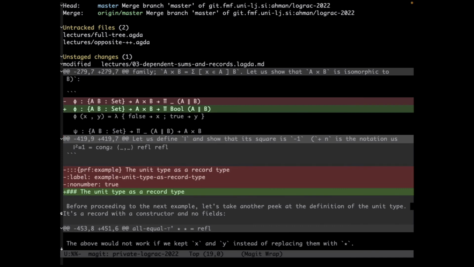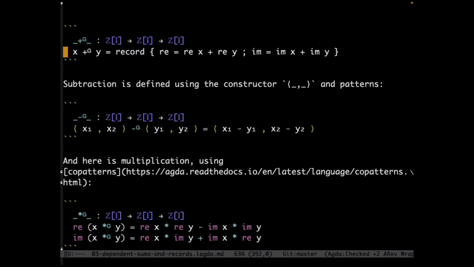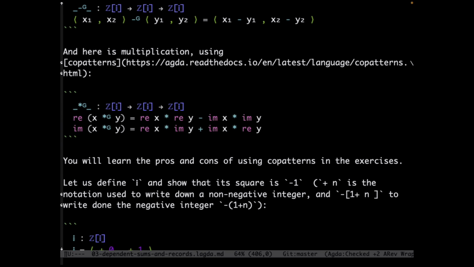There we go. I just didn't want to change too much. Subtraction, this is just things done in different ways. Okay, so that's an example of how you can work with copatterns. Let's see what else we can do.